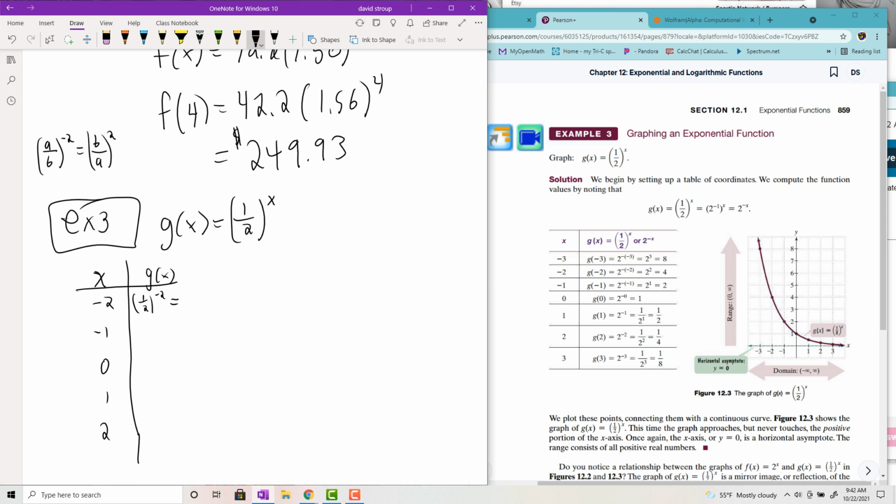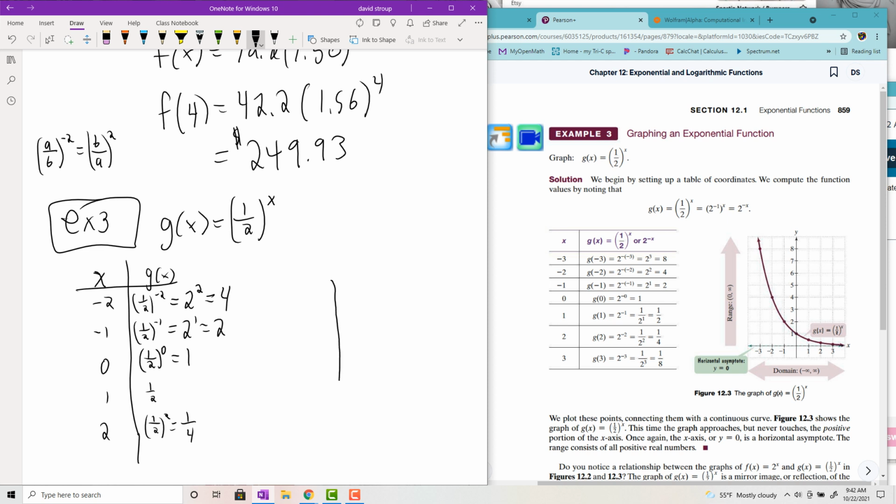Okay, so 1/2 flipped is just 2, but then you have to change the exponent to a positive. All right, so you get 4. 1/2 to the -1. So you flip 1/2, it'll give you 2 now to the positive 1, which of course is just 2. Anything to the 0th power except 0 is 1. 1/2 to the 1 is just 1/2, and then 1/2 squared is 1/2 times 1/2, which is 1/4.